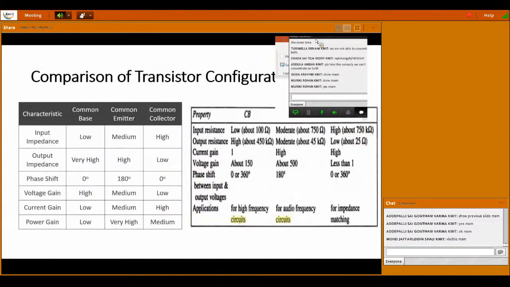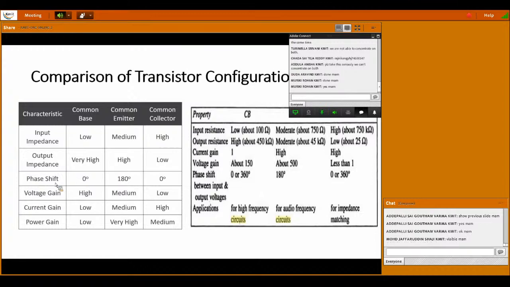And these are some comparisons between all the configurations. As I said, an amplifier is categorized as the best, a good or a bad amplifier depending on its characteristics of input impedance, output impedance, voltage gain, current gain, power gain, as well as phase shift. In common base, the input impedance is low. In common emitter, it is in the medium range. In common collector, it is high. Output impedance is very high in common base, high in common emitter, and low in common collector.